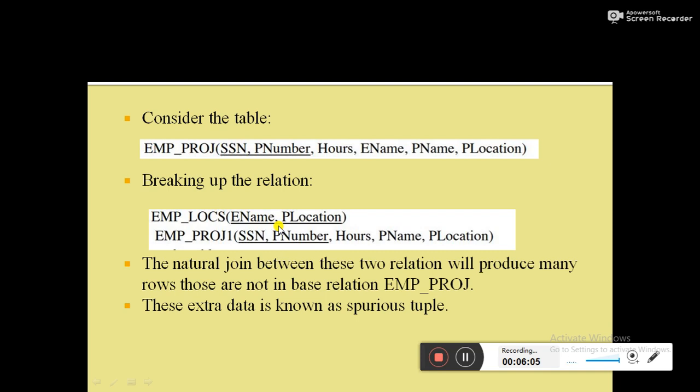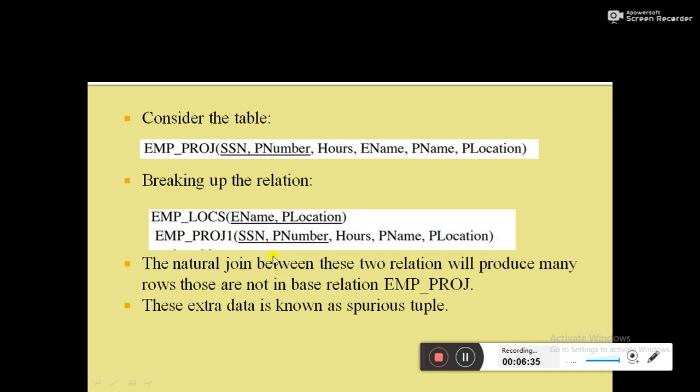And if it is lossless join decomposition, then we can say that breaking up the base relation like that is a good breakup, and a good relational database design it is. But if after performing the natural join operation we do not get back the original data which was present in the base relation, it may happen that after performing the join, we have come up with much more data than was present in the base relation.